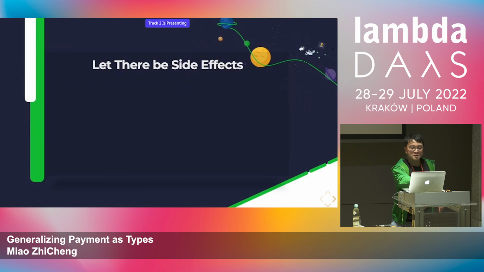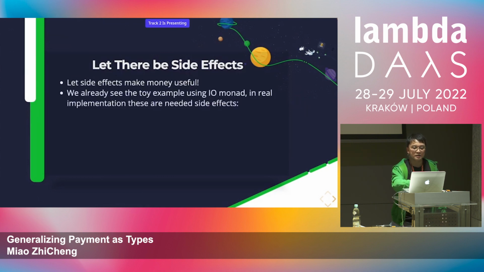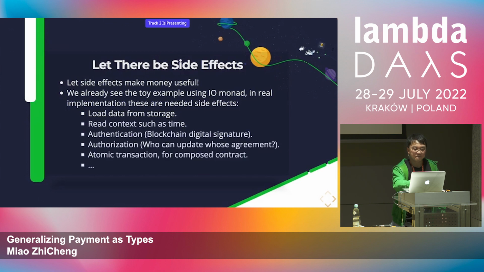Okay, so all those are just pure functions, but eventually we need to give some effects, right? So what are the effects we're talking about in the actual system? We need to be able to load some data from storage. In terms of blockchain, we need to load from blockchain, and we need to read context from somewhere. We need to also do authentication. We need authorization. Sometimes we also need atomic transactions so that if something fails, the whole transaction fails.